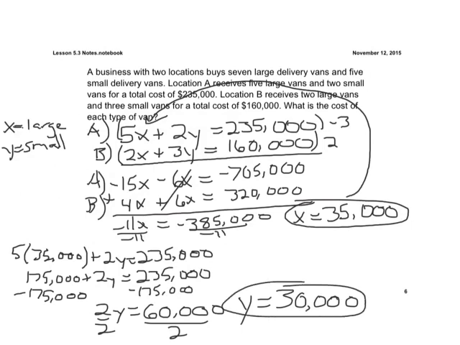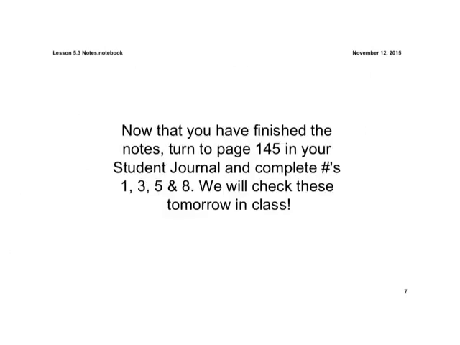Alright, and that's our value, or our price for a small van. And that's our solution. Okay, we have the ordered pair 35,000, comma, 30,000. Okay, the price of the large van is $35,000, small vans are $30,000. And that's using elimination.